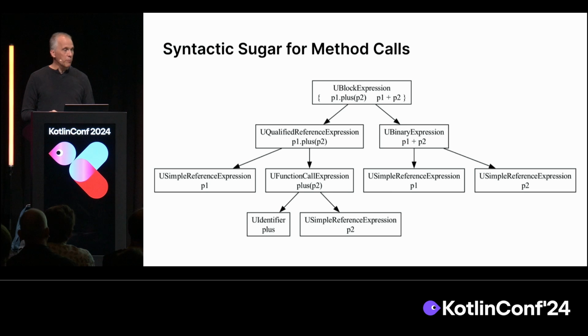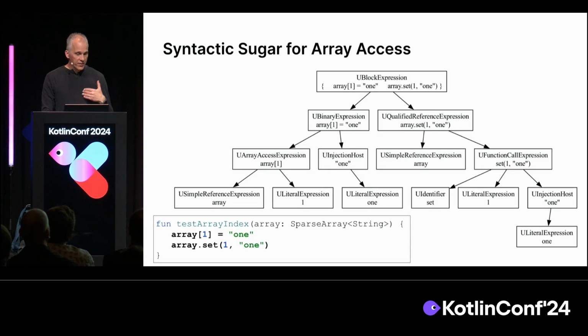But it does cause some headaches for lint authors. If you visit the AST yourself, you have to be aware of this. If you only visit call nodes, you're going to miss the operator overloads. And this also applies, for example, to array access.